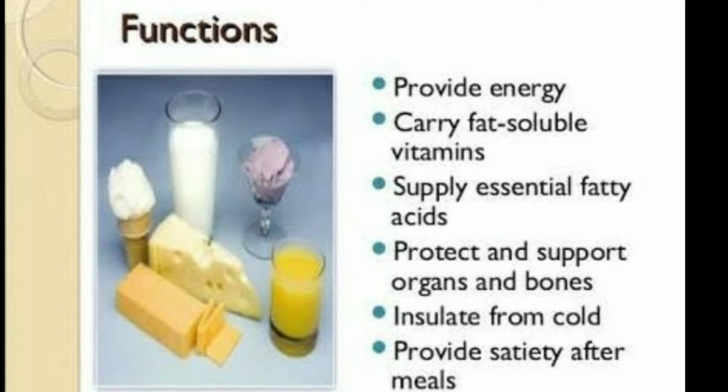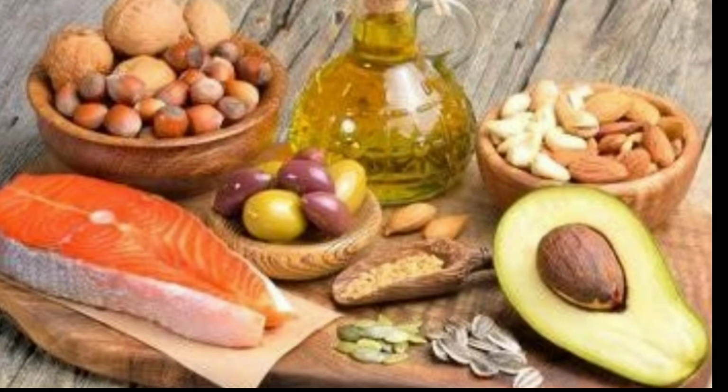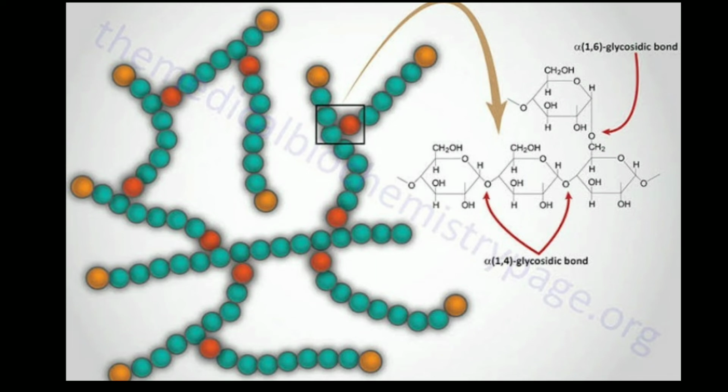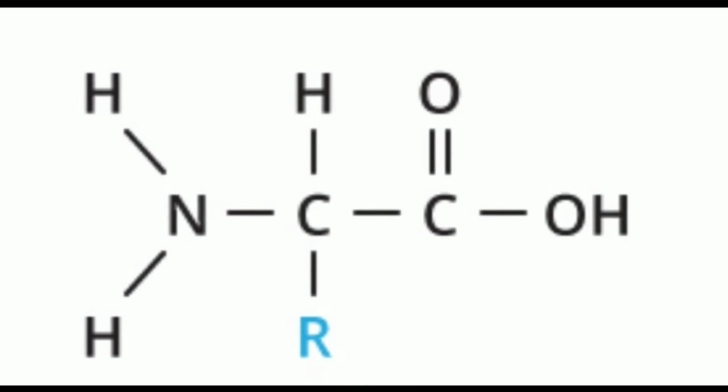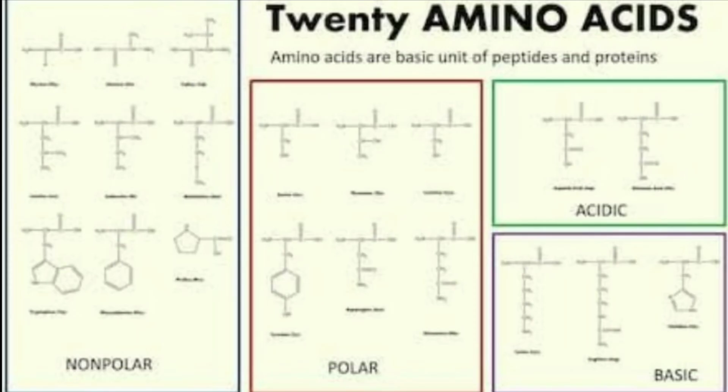Provide satiety after meals. Proteins. Protein molecules contain some kinds of atoms which carbohydrates and fats do not. As well as carbon, hydrogen, and oxygen, they also contain nitrogen and small amounts of sulfur. Like polysaccharides, protein molecules are made of long chains of smaller molecules joined end to end. These smaller molecules are called amino acids. There are about 20 different kinds of amino acids. Any of these 20 can be joined together in any order to make a protein molecule.